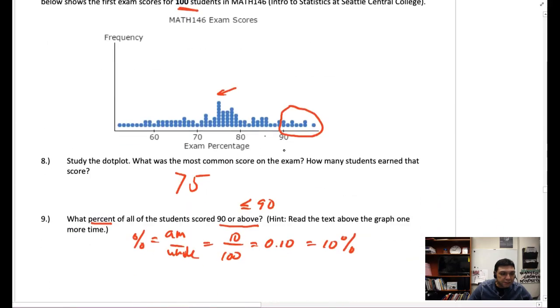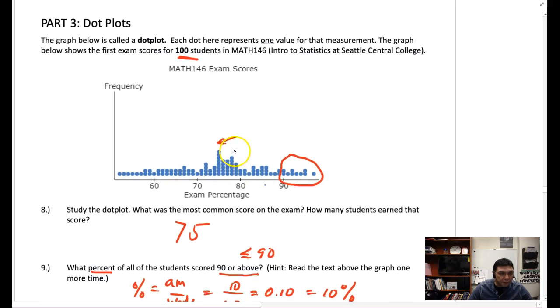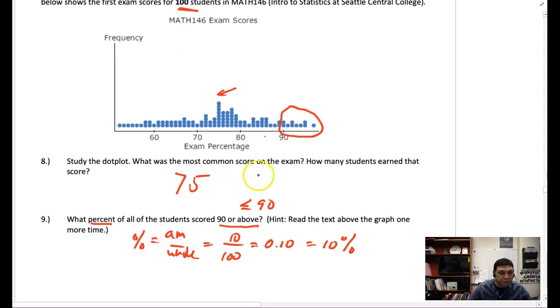The difference is the dots. I can actually count the dots instead of making a bar. In this case, a dot can mean one person or can be more than one person. But look at this here. The graph below represents the first exam scores for 100 students. So each dot represents one student.